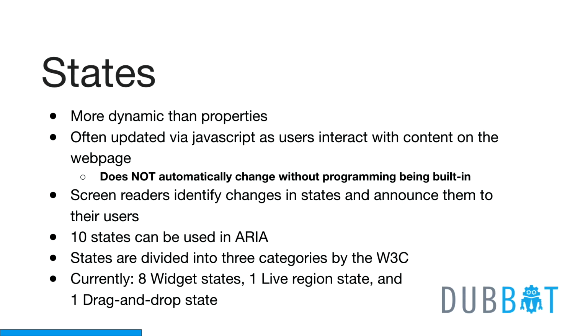Screen readers identify changes in states and announce them to the users. There are 10 states that can be used in ARIA. States are divided into 3 categories by W3C. Currently, there's 8 widget states, 1 live region state, and 1 drag and drop state. So you'll most likely, working on a website, be concerned with the 8 widget states.